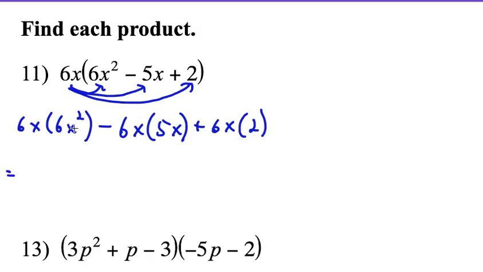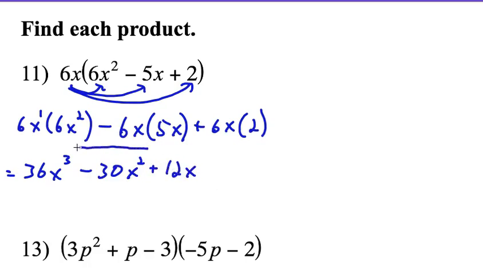Let's work out the math here. We have 6 times 6 and x times x squared. We understand there's a 1 there. So x times x squared is x to the third power. And here we have 6 times 5 and x times x. So that's 30x squared. And then 6x times 2, well, that's just 12x. Notice we do not have any like terms here, so we are done.